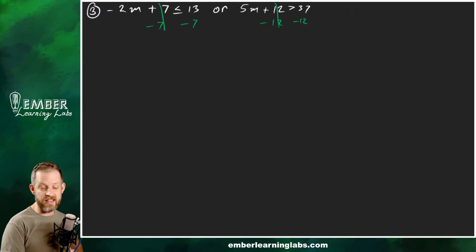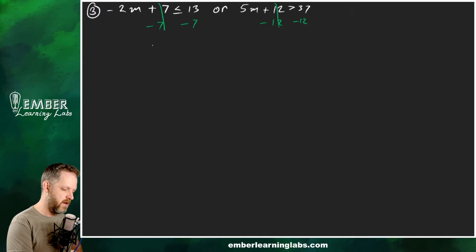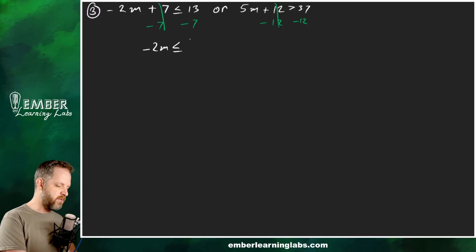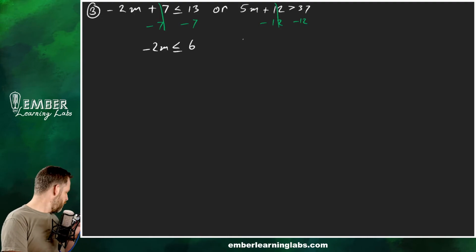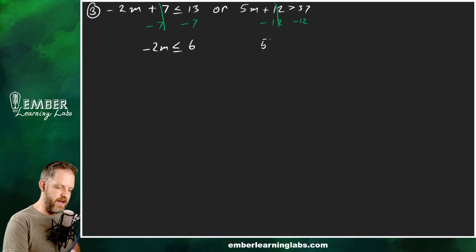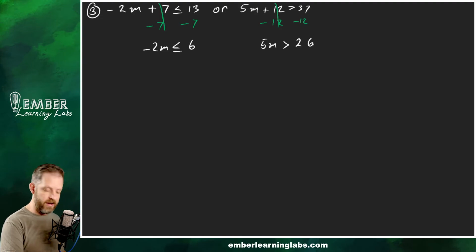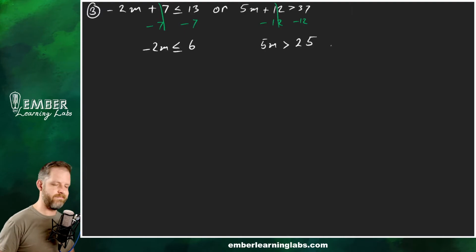So see, like I said, they don't always have to be the same. Okay, so we're going to bring down -2m is less than or equal to +6. And, excuse me, we're going to bring down 5m is greater than 25. That's much better, don't you think? Yeah, I think so. Seems right to me. What about you? Let me know in the comments below.